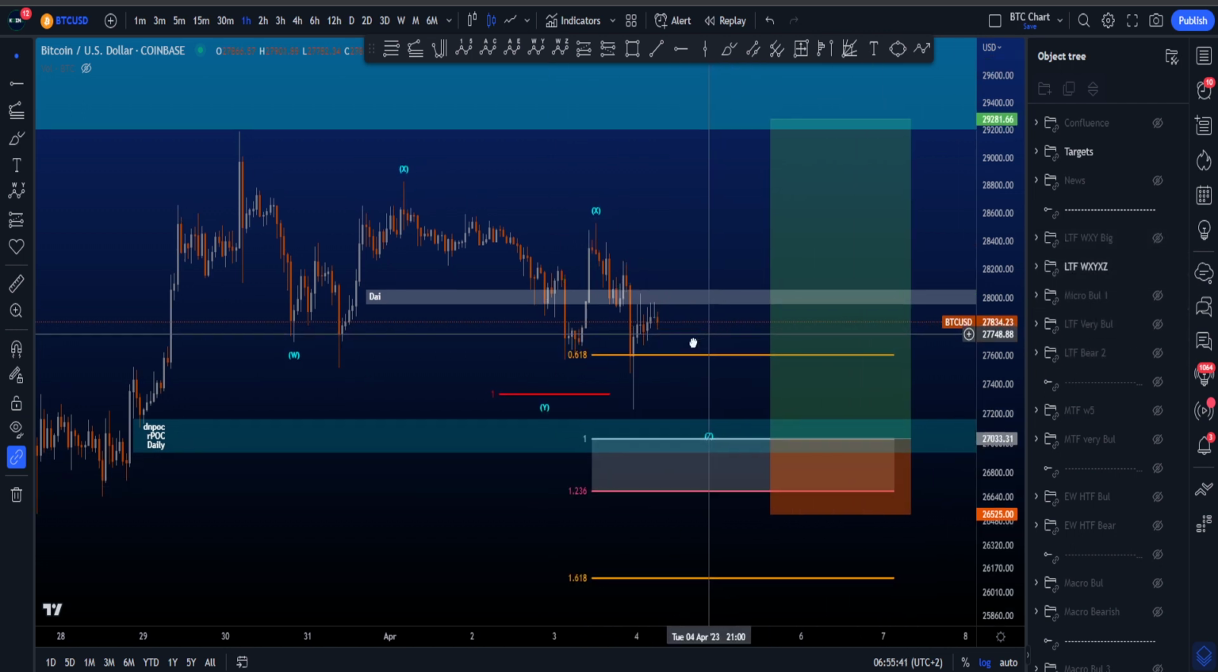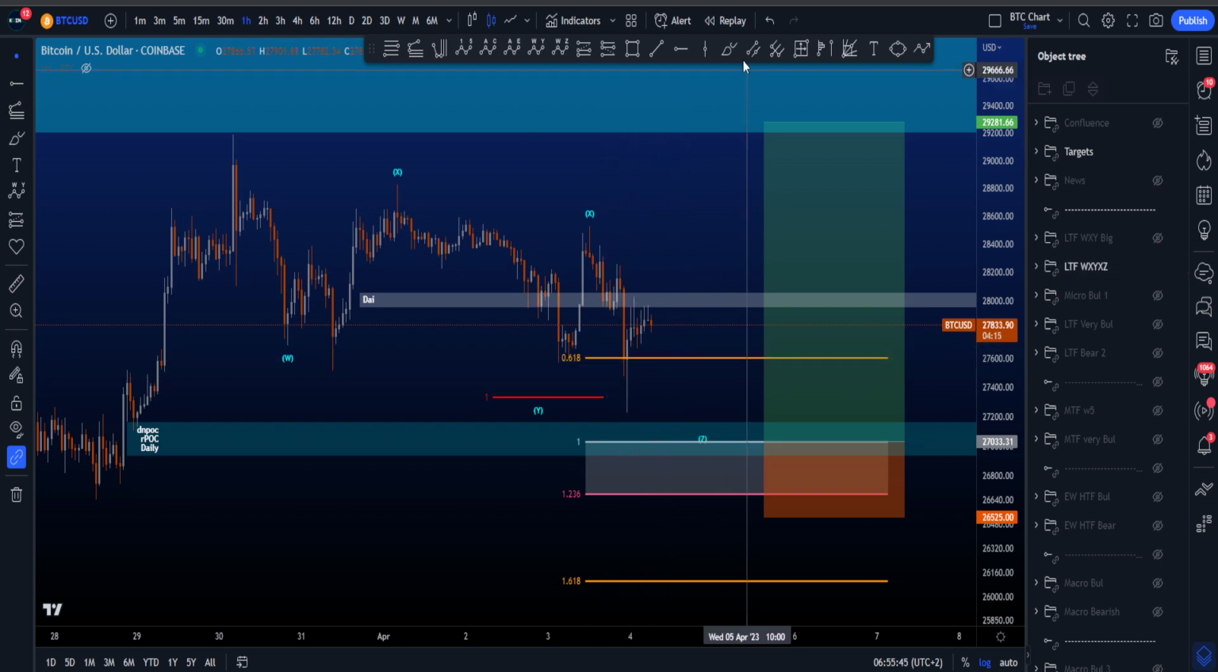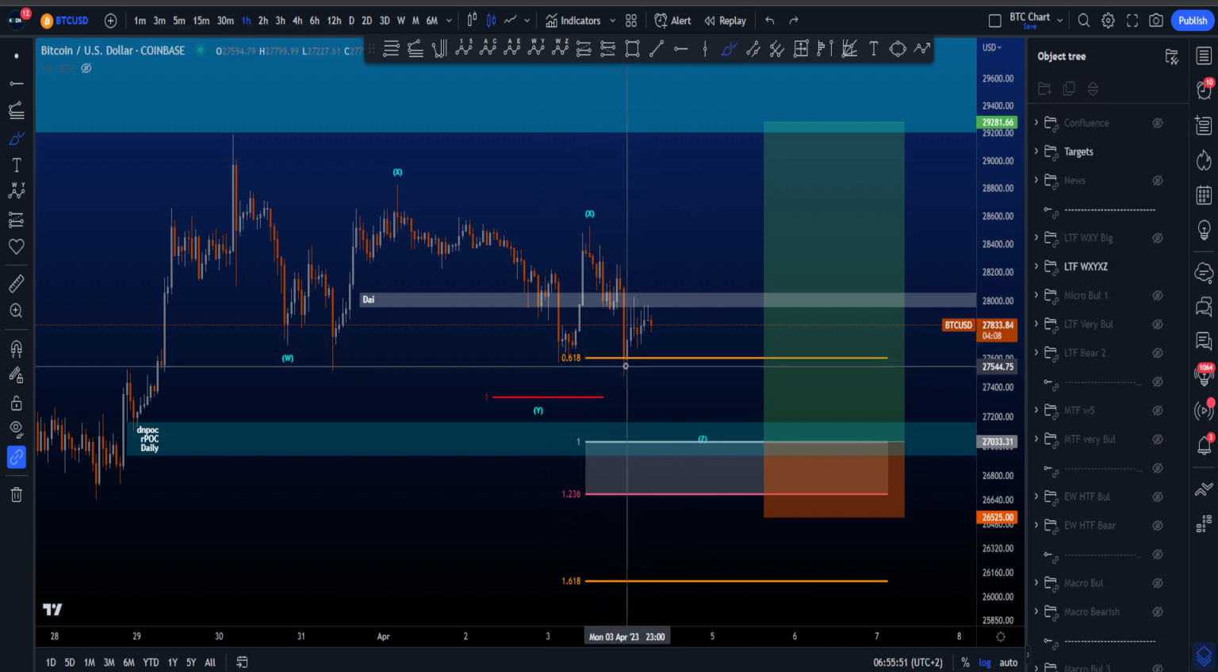So in this scenario, price already hit the 0.618, the orange line over here, which is a rare target for a wave Z. It's not a common target, it is a rare target, as you can see, very nicely respected. But I would like to see price, as mentioned, come down to hit this target box, to be honest.